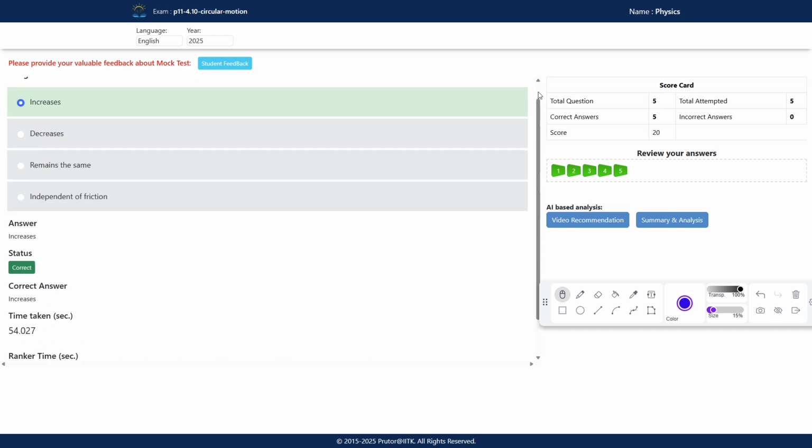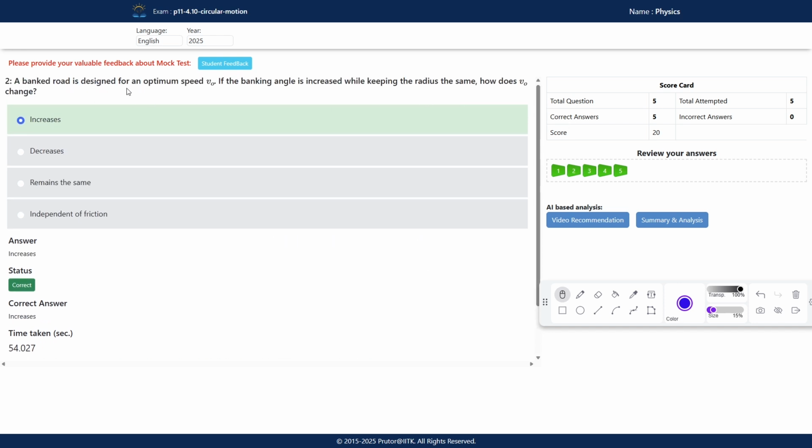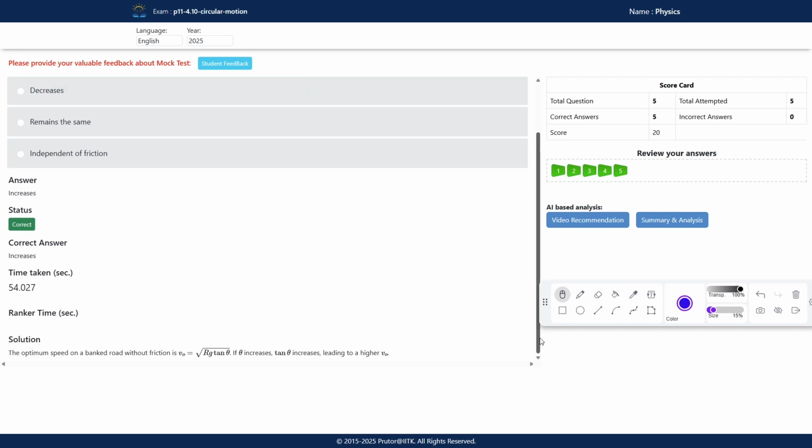Second question. A banked road is designed for an optimum speed V0. If the banking angle is increased while keeping the radius the same, how does V0 change? Increase, decrease, remains the same, independent of the friction. Optimum speed on a banked road without friction is this one, under root R g tan theta. If theta increases, tan theta increases, leading to a higher value of V0.